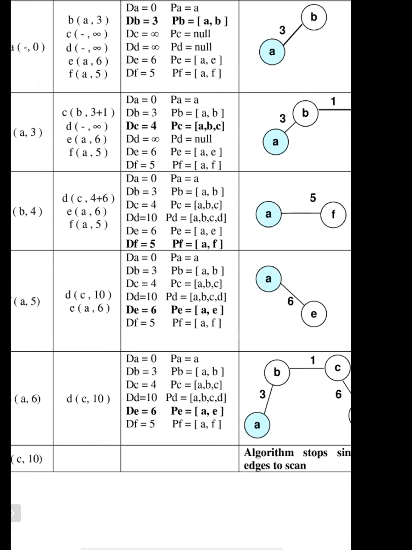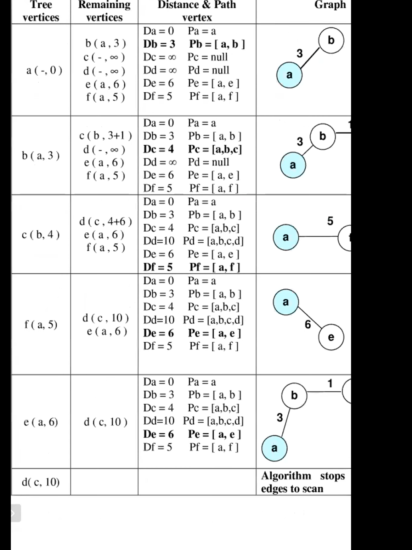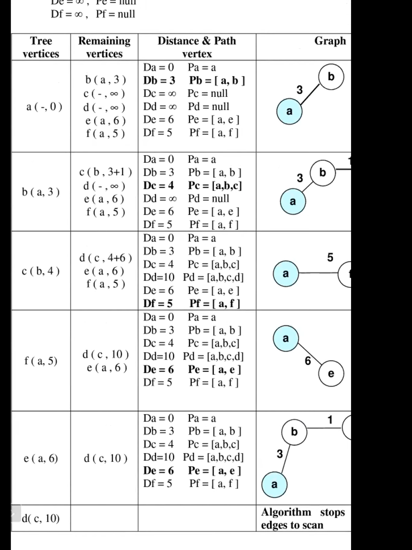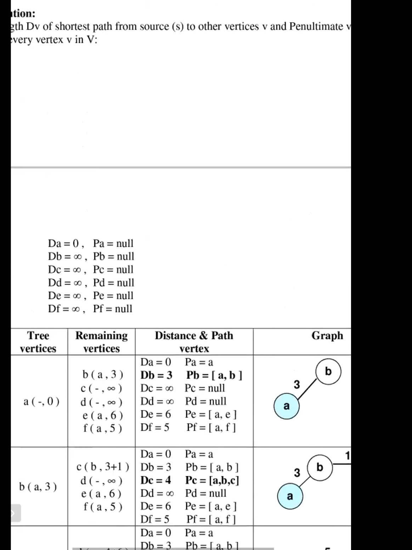Now next time from here we pick the minimum, that is DC is equal to 4, and it is CB comma 4. Because the minimum is CB comma 4, it comes to the first column. Now again the remaining vertices become D, E, F. So we have to update D. How do we update D? Now if you see the graph, that is the C to D distance.